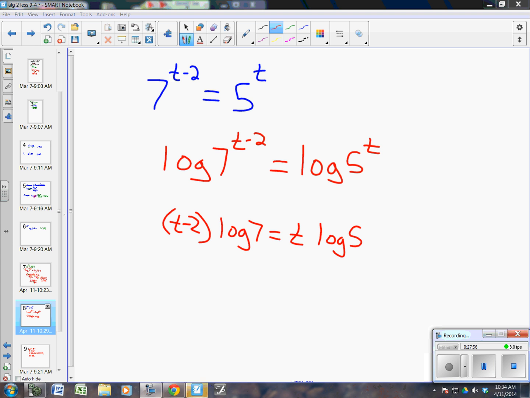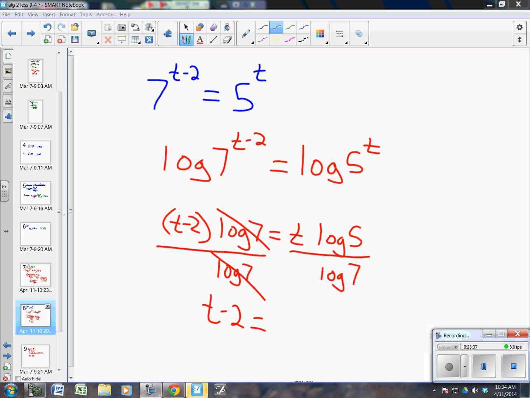How many of you did it the way I'm doing it right now? How many of you did it a different way? JD did. Okay. Then, what I'd want to do right here is I would want to distribute the log. Actually, probably be faster if I divided both sides by log of 7. Can I cancel out the 2's? No, because I'd have to distribute first before I could do that. Okay, so log of 7's cancel out here, so I have t minus 2 equals t times log of 5 over log of 7.